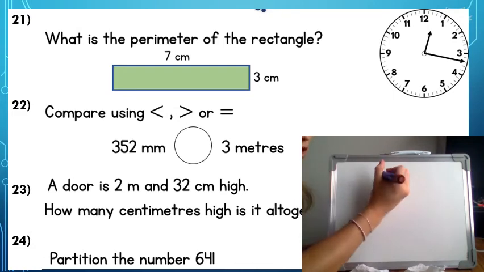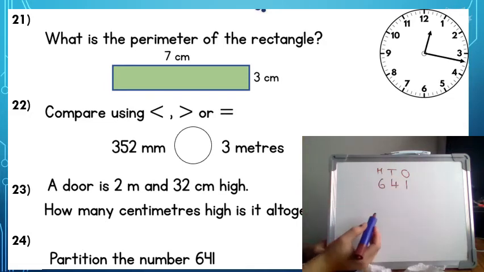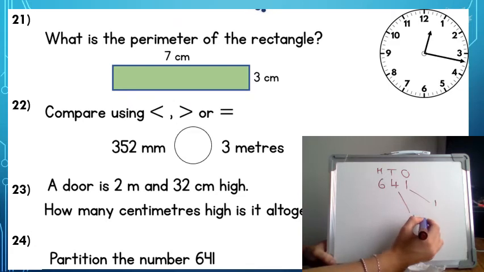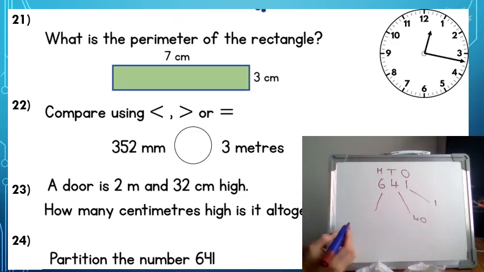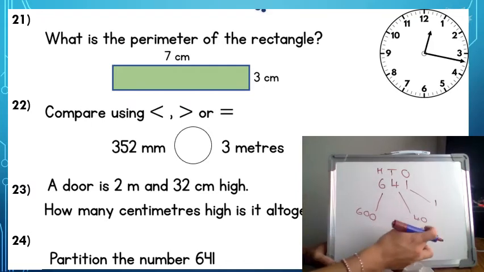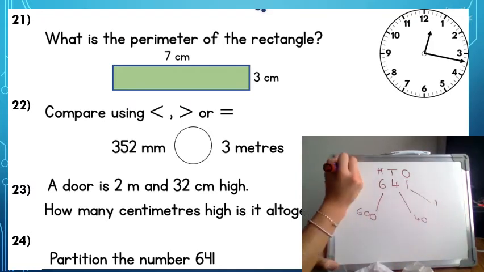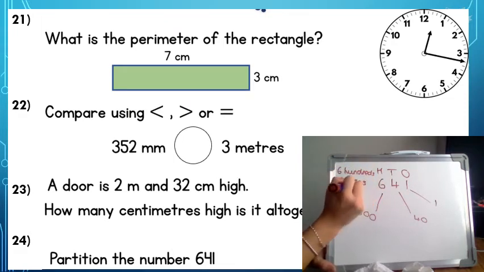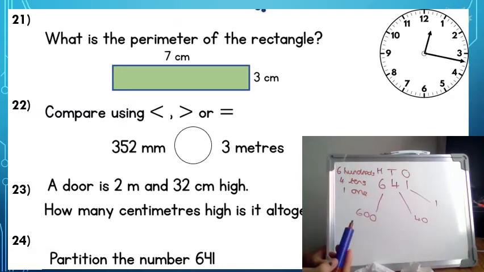Finally, number 24, we're doing 641. If you put your hundreds, tens and ones columns, we can partition it. There is 1 one, there are 4 tens, which is equivalent to 40, and there are 6 hundreds, which is equivalent to 600. So you should have had 600, 40 and 1. Or you could have written 6 hundreds, 4 tens, 1 one. But obviously because we were partitioning, we could have just used the numbers.